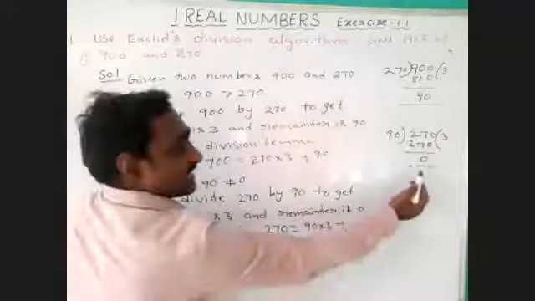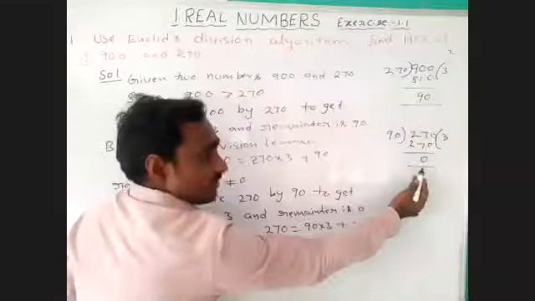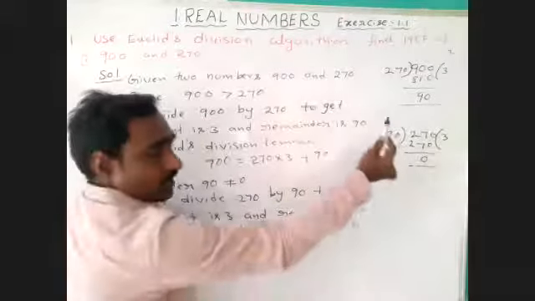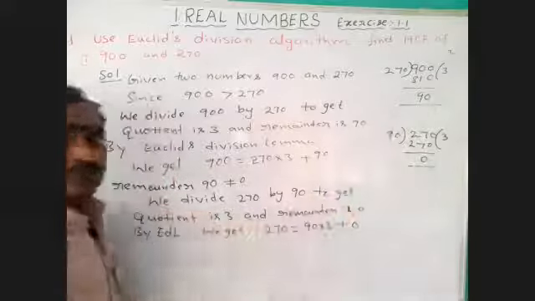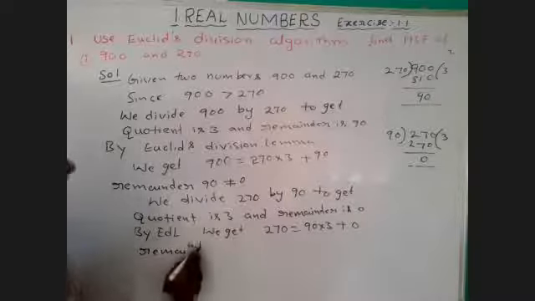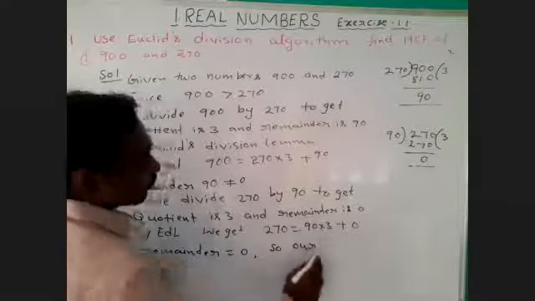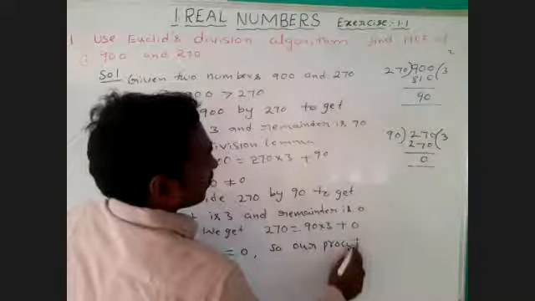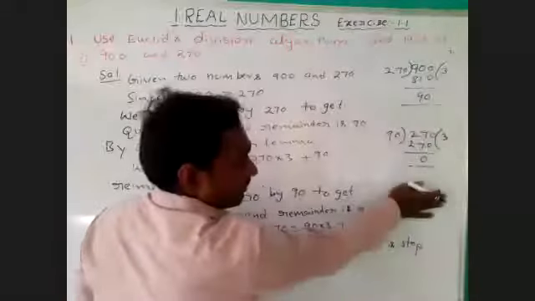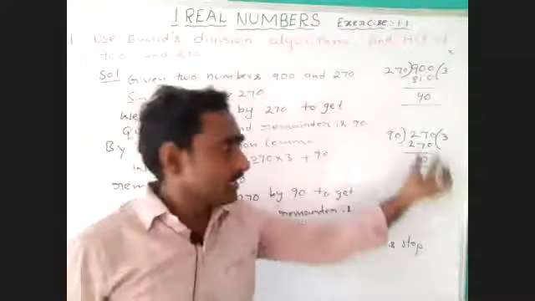Then the last divisor is the HCF of the given two numbers. If the remainder becomes 0, the last divisor is the HCF of the given two numbers. Therefore here the remainder is 0, so our procedure stops. If the remainder is not equal to 0, this procedure continues. If the remainder is 0, this procedure stops.